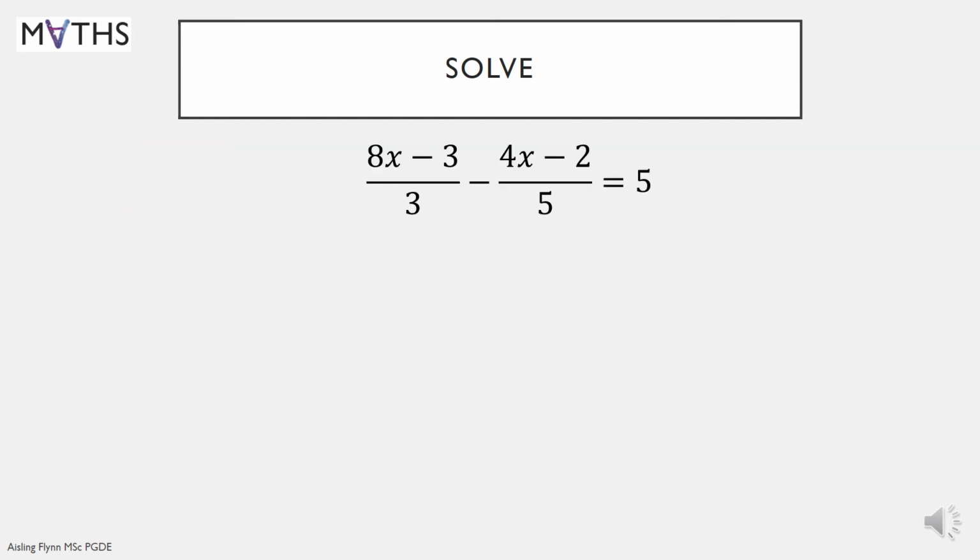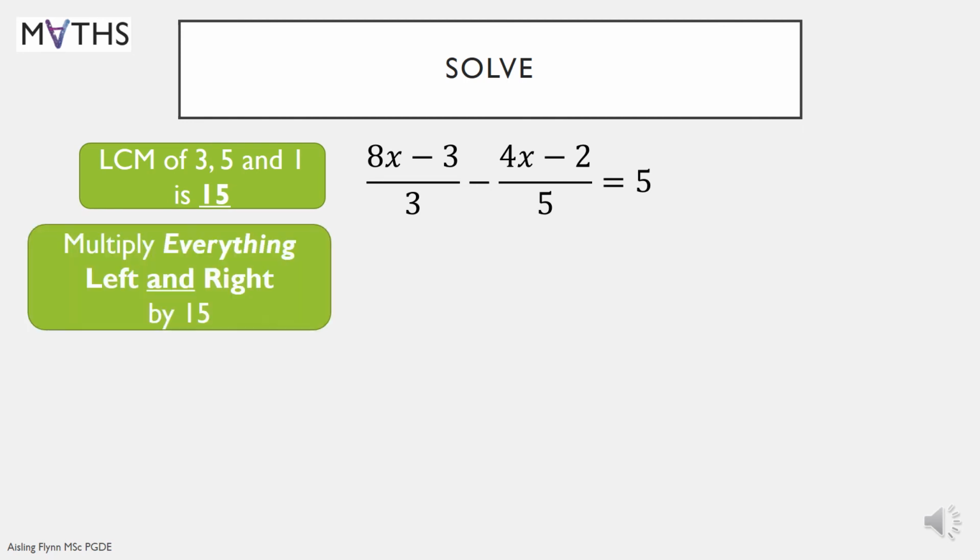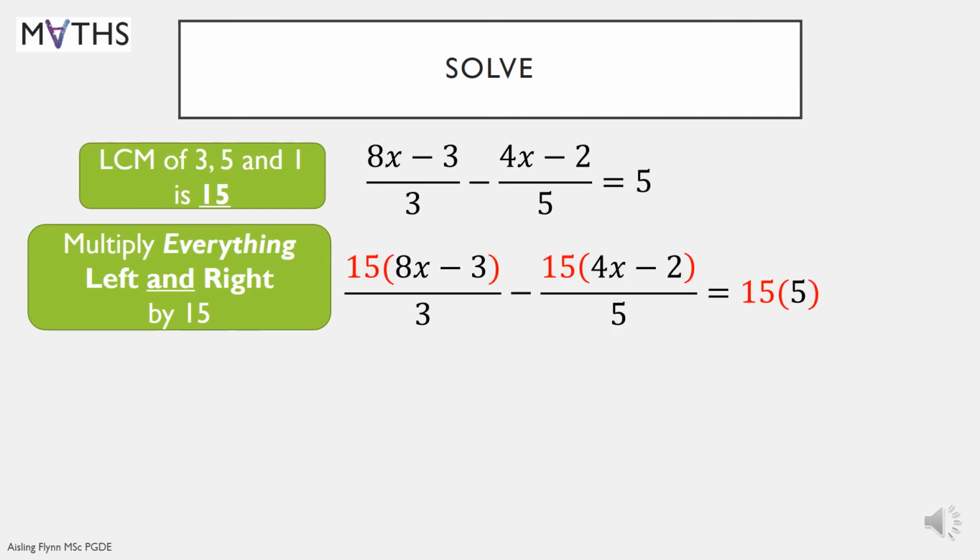Now, harder again. But remember, it's still fractions. We're still working with multiplying and dividing, and the same logic applies to this one as the previous one. So this time we have denominators 3 and 5, and if you wish to include the right-hand side, it's 5 over 1. So the lowest common multiple of 3, 5 and 1 is 15. So we're going to multiply each individual term on the left and right by 15, and this is what it looks like.